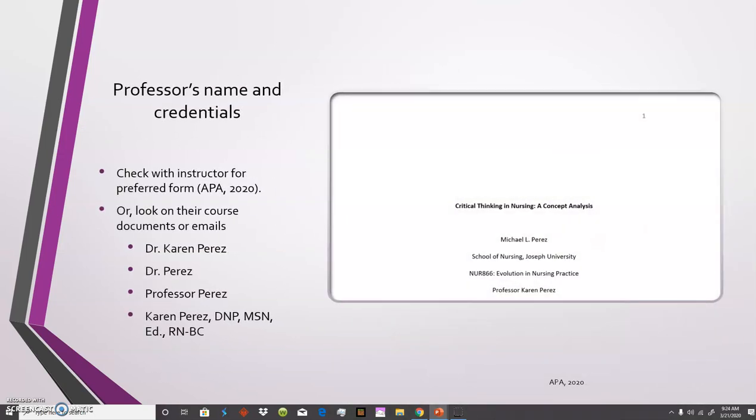Now, for the professor's name, we recommend that you ask the professor what they would like to be called or how they would like their name to be written. But for me, you could look at the documents, you could look at my syllabus, you could look at my communication with you and see how I write my name. Or when I send you an email, how do I sign it? Do I have Dr. Perez? Do I have Professor Perez? So for me personally, students can look at my communication with them to see how I identify myself. For others out there, reach out to your instructor and find out how they'd like their name to be written.